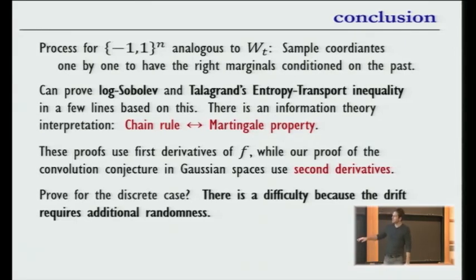The fact that you have a continuous filtration in the Gaussian space means that the drift can be deterministic, whereas in the discrete case you need some additional randomness, and this messes up the concentration in a seemingly serious way. Not an insurmountable way, but a way that makes it difficult.